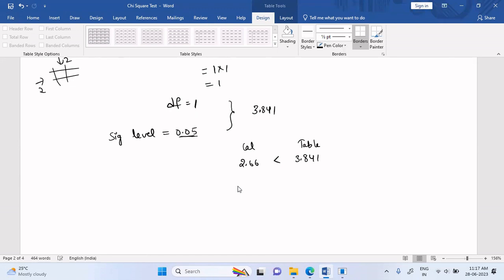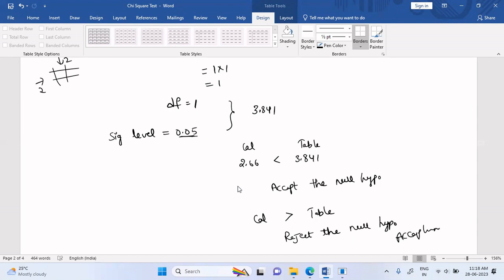If the calculated value is less than the table value, then we accept the null hypothesis. If the calculated value is greater than the table value, we reject the null hypothesis. That means accepting the alternate hypothesis. But in this case, we get calculated value as 2.66 and the table value is 3.841. That means the calculated value is less than the table value. So we need to accept the null hypothesis.